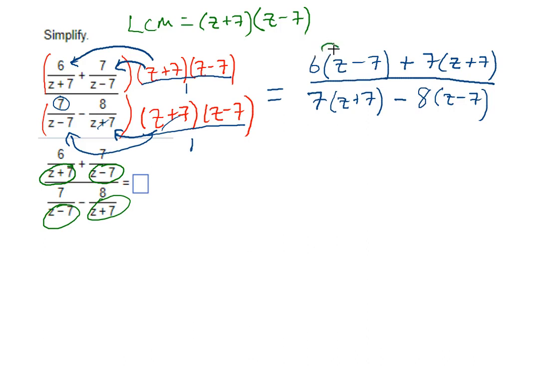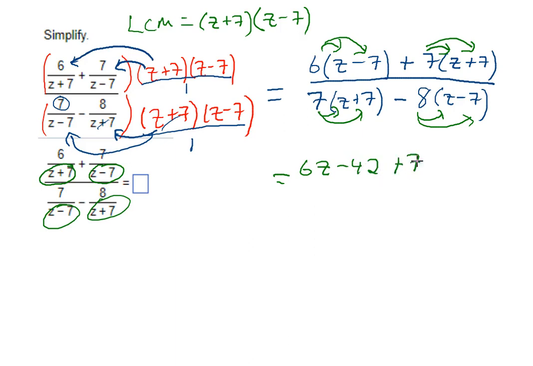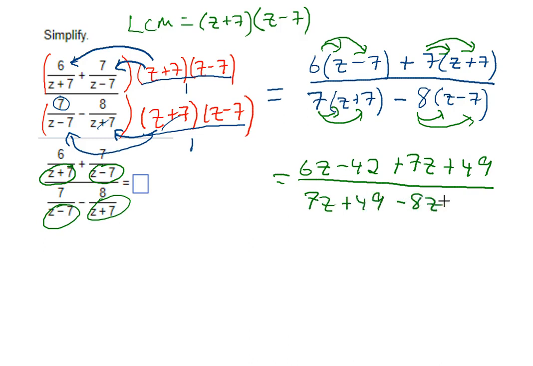So we want to distribute and combine like terms and then see if we can reduce, which again, 90% of the time you can't, but this might be one of the exceptions again. All right, so we'll distribute all this stuff. We'll end up getting 6z minus 42 plus 7z plus 49 over, on the bottom we're going to get 7z plus 49 minus 8z plus 56 because we have to make sure we distribute the negative sign with the 8.